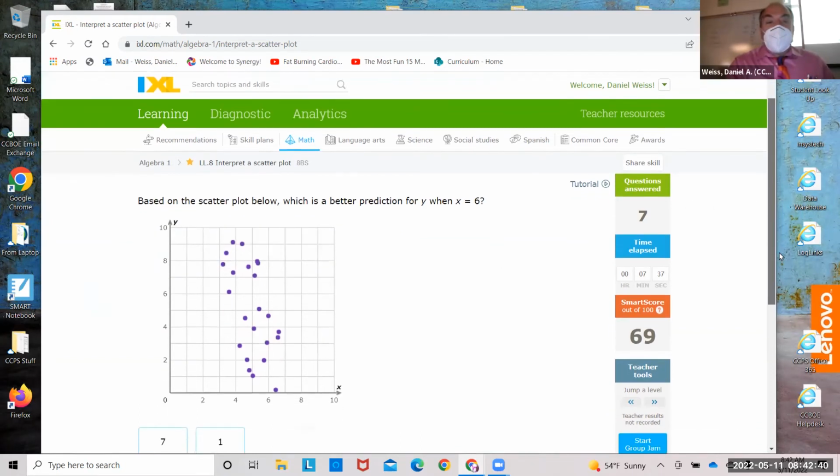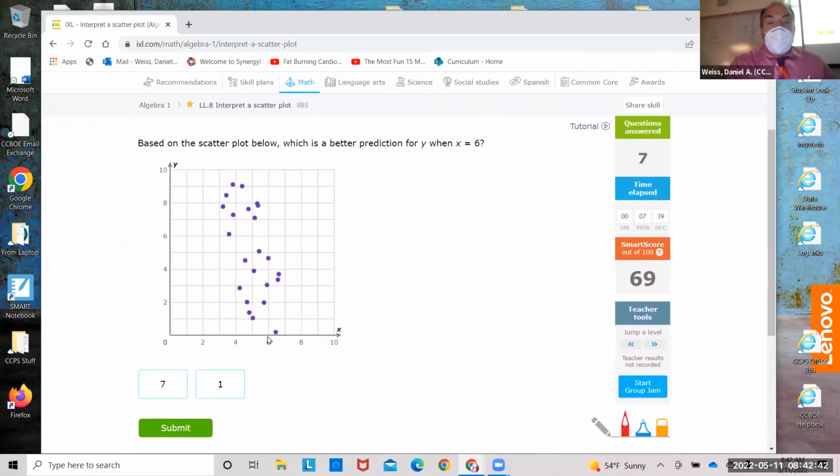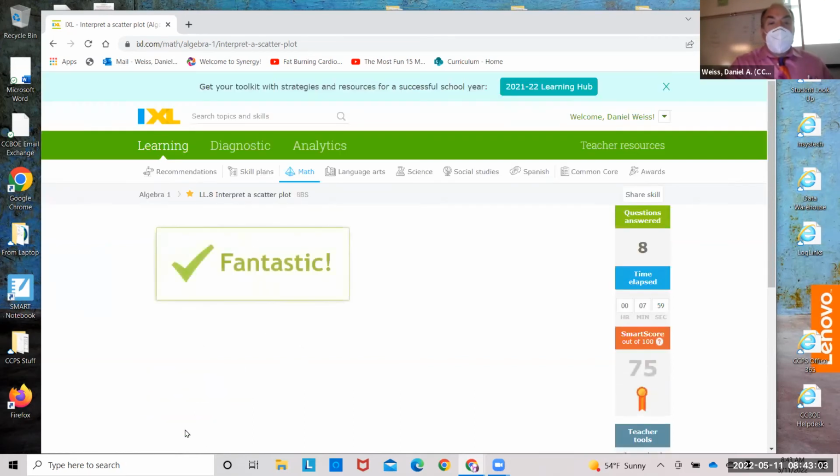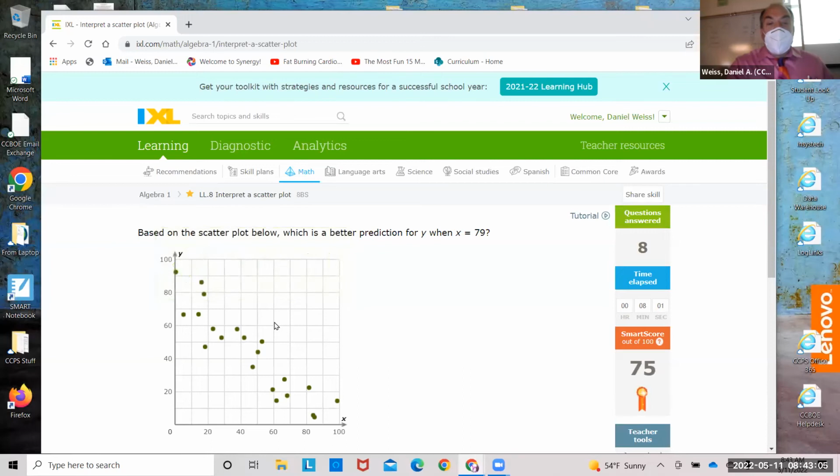Here, x equals 6. When x is 6, I would say my line is kind of like this. Now in my line, I'm right about at 2. But since I have a choice between 7 and 1, I'm going to choose 1. Does that make sense? Fantastic.